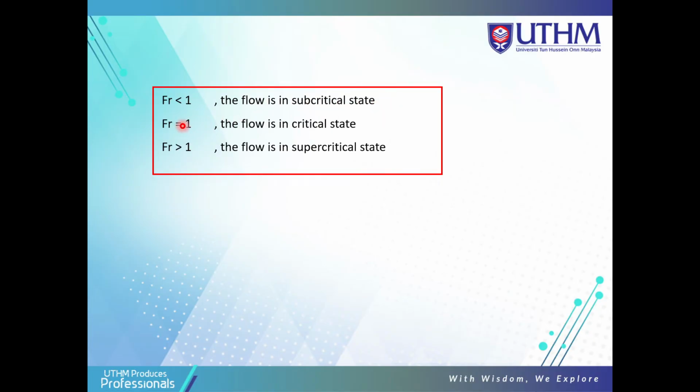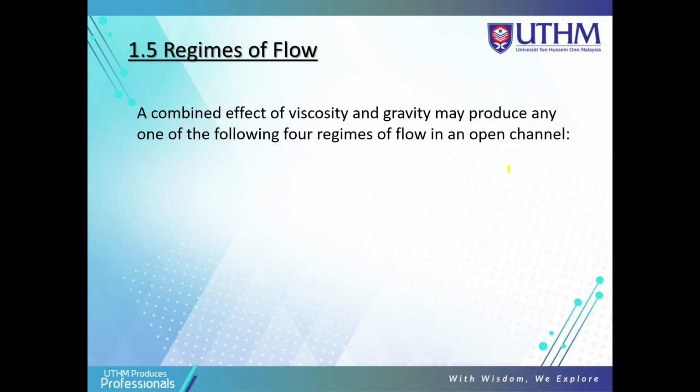If the Froude number is less than 1, this is the subcritical state. If the Froude number is equal to 1, the flow is in the critical state. More than 1 is the supercritical state. So just highlight here: subcritical when the Froude number is less than 1, critical when it is equal to 1, and supercritical when it is more than 1. You use the Froude number.